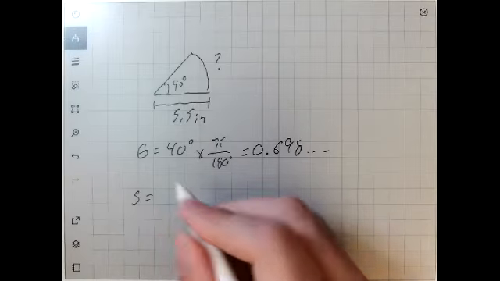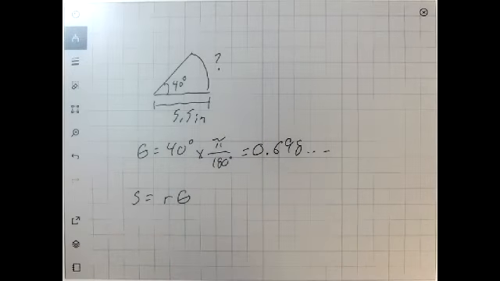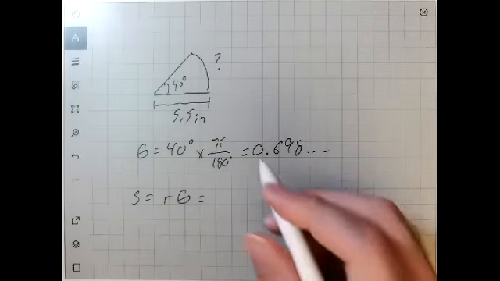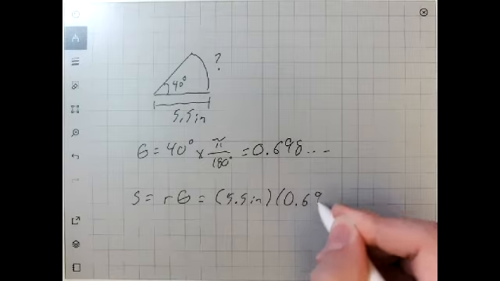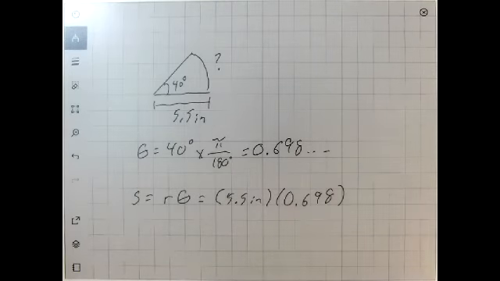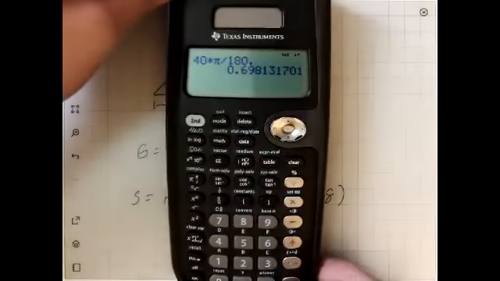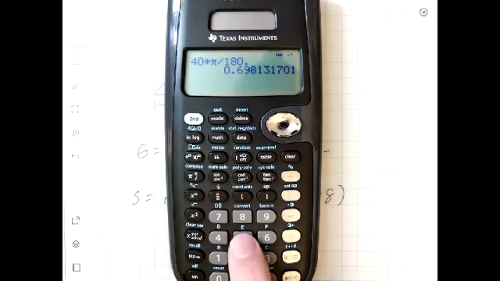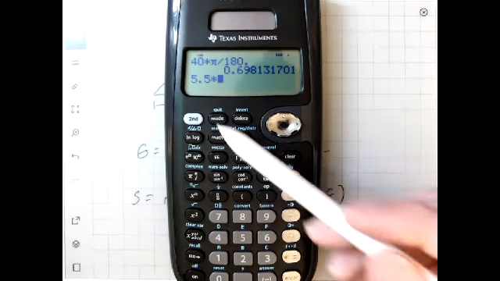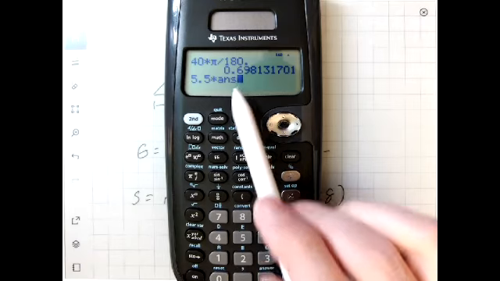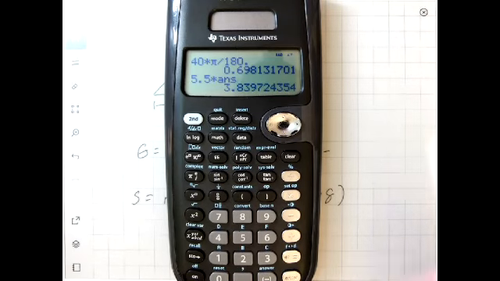Then from here, arc length is the radius times the angle. So in our case, that's 5.5 inches times 0.698. So I grab my calculator again with the previous answer on the screen, and I type in 5.5 times, on this calculator, above the negative key is the word answer. So if I hit second, and then that negative key, it puts ANS on the screen. And that lets me use the number that I had previously without having to type the whole thing out.